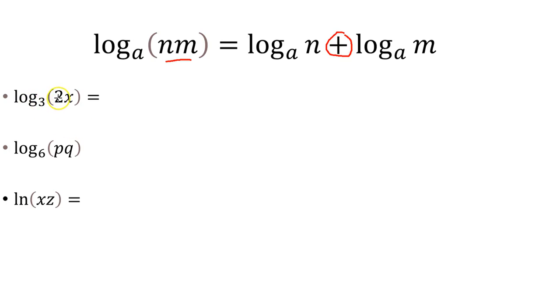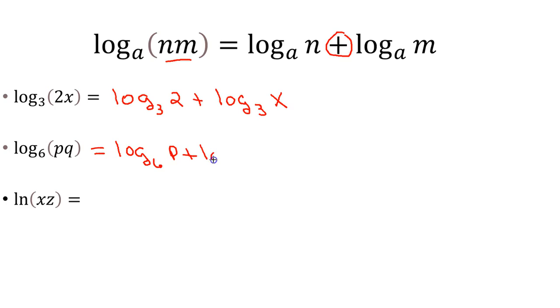If we have log base 3 of 2x, then we can break this up into log base 3 of 2 plus log base 3 of x. If we have log base 6 of p times q, we can separate those, so we can have log base 6 of p plus log base 6 of q.